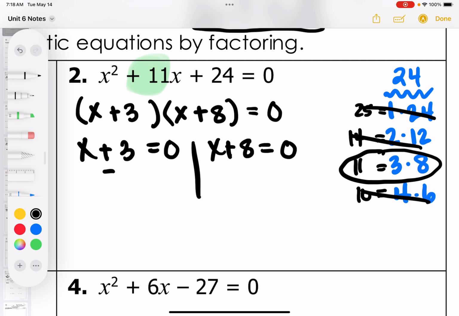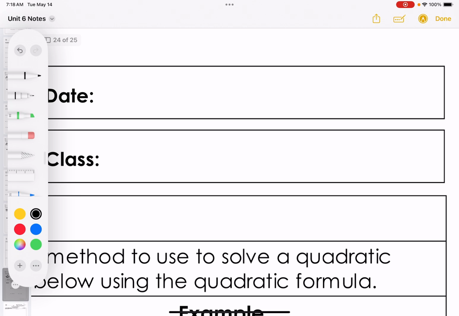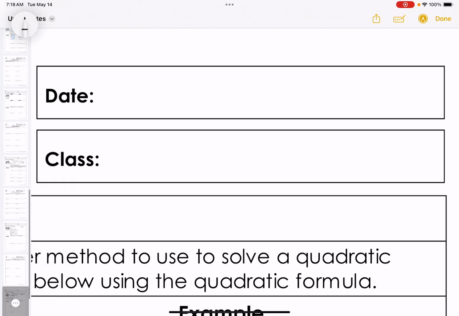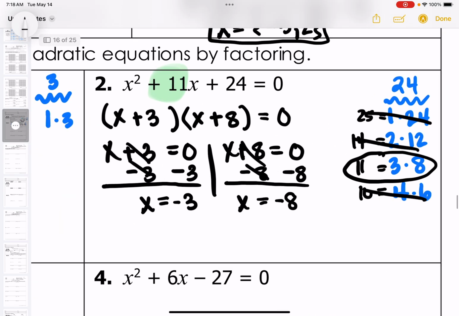And I'm going to solve for X. So subtract 3, X equals negative 3, subtract 8, X equals negative 8. So when I use my curly brackets, negative 8 is going to come first because it is smaller.